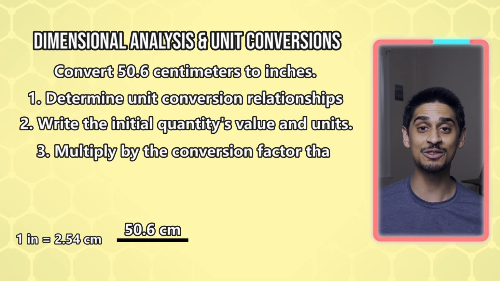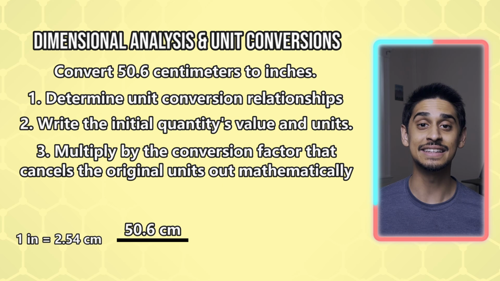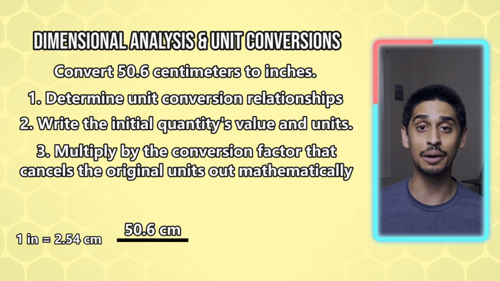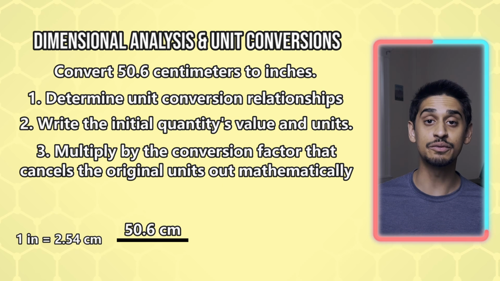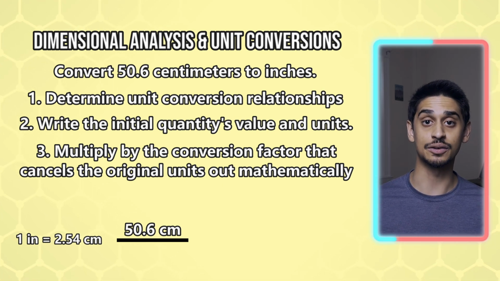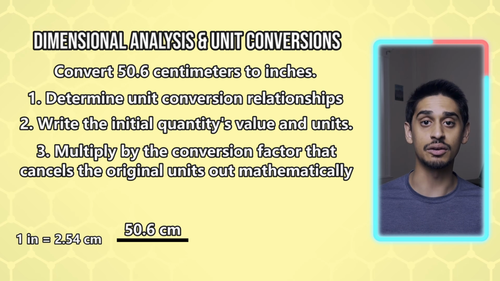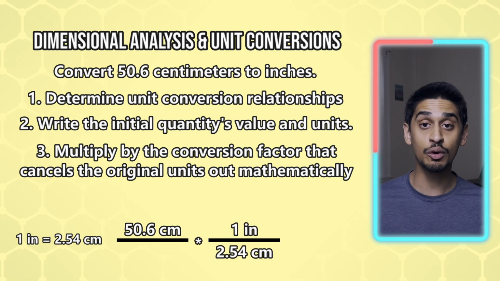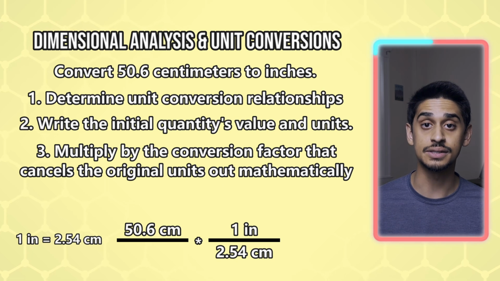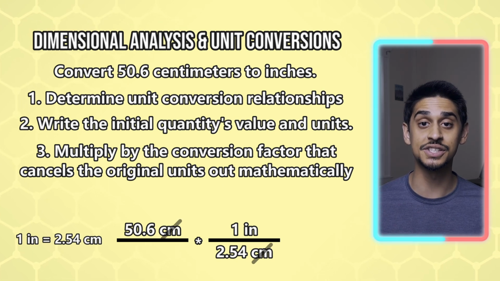Third, from the unit conversion relationships, multiply the initial quantity by the conversion factor that will mathematically cancel out the original units. For example, if we start with centimeters in the numerator, we would want to pick a conversion factor that would have centimeters in the denominator to cancel out the units. Therefore, we should multiply by 1 inch over 2.54 centimeters. The centimeters will cancel and we're left with inches in the numerator.